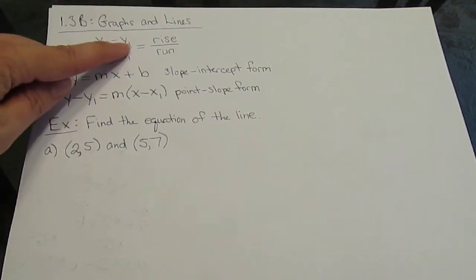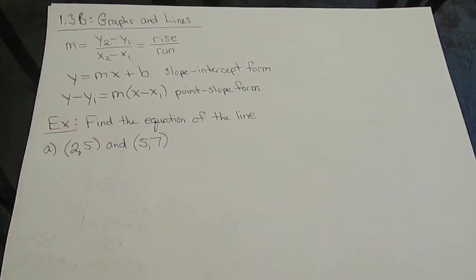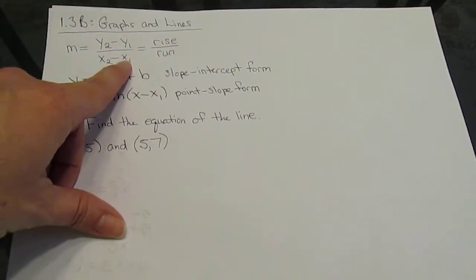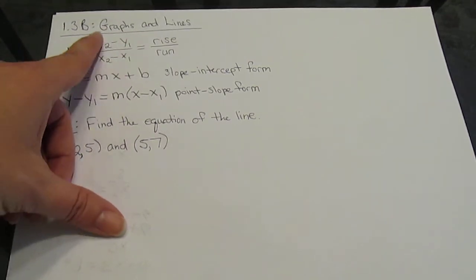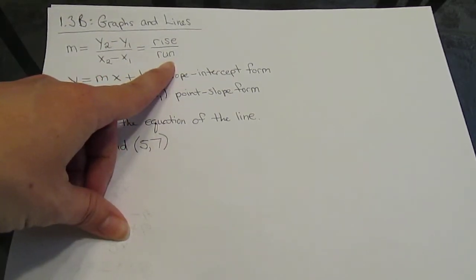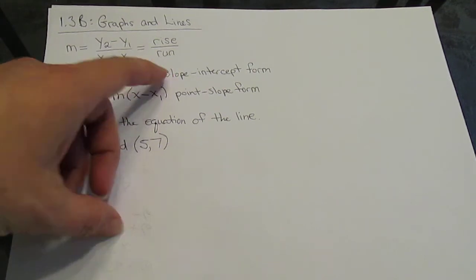You can label any of the y values in the points y1 or y2, but once you do that, make sure you label the appropriate x1 and x2 to match it, and then plug it into the formula the way you see here so that you get the right sign. And then it also equals the rise over the run.